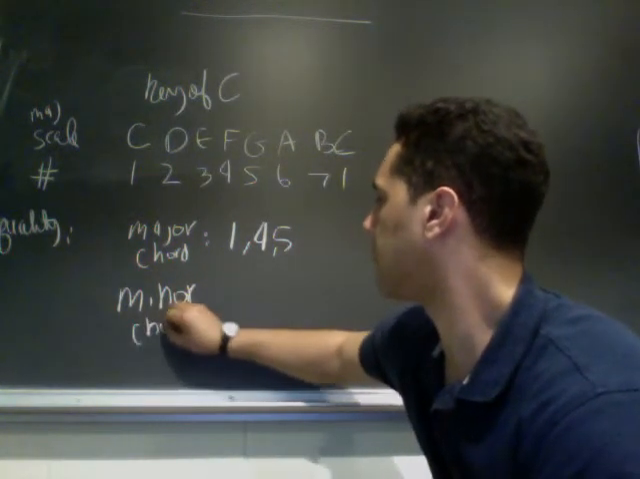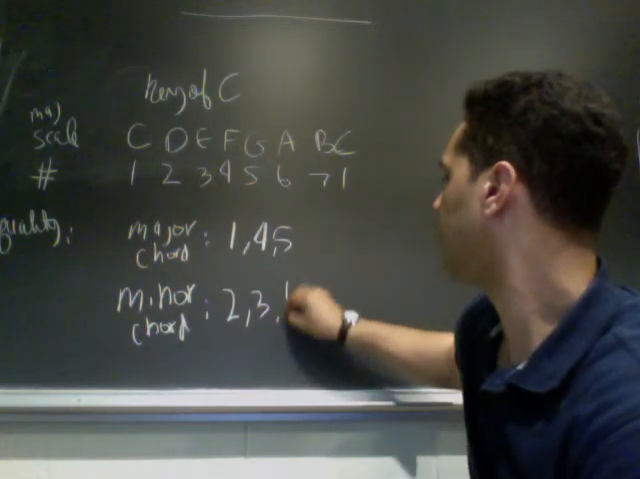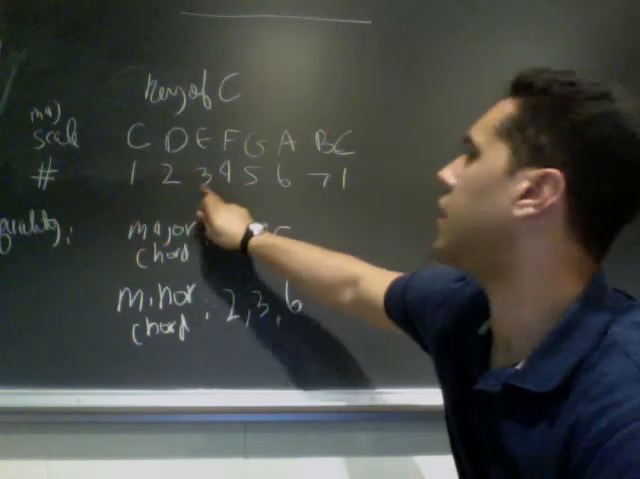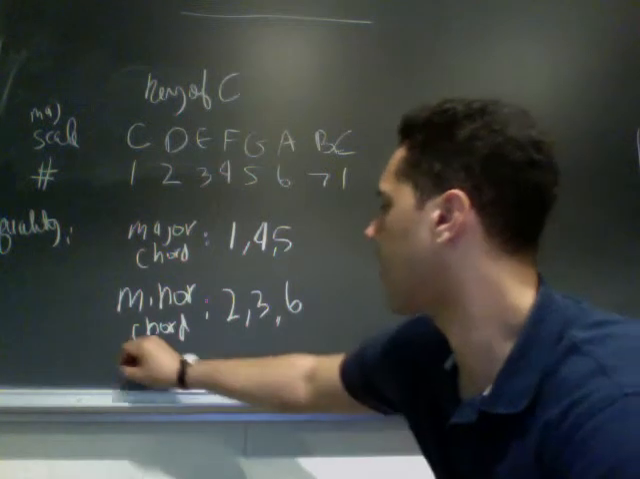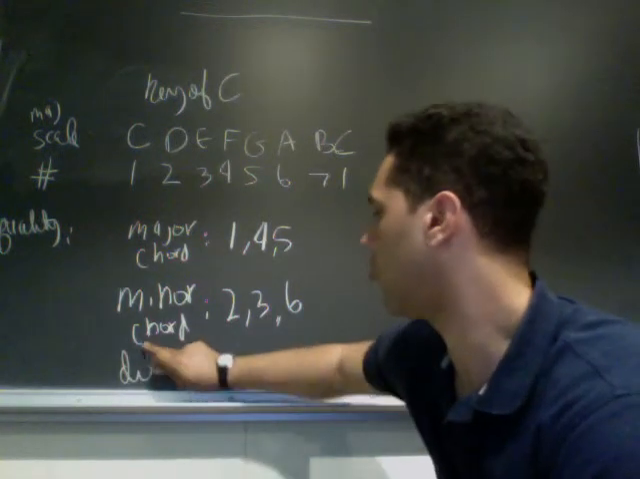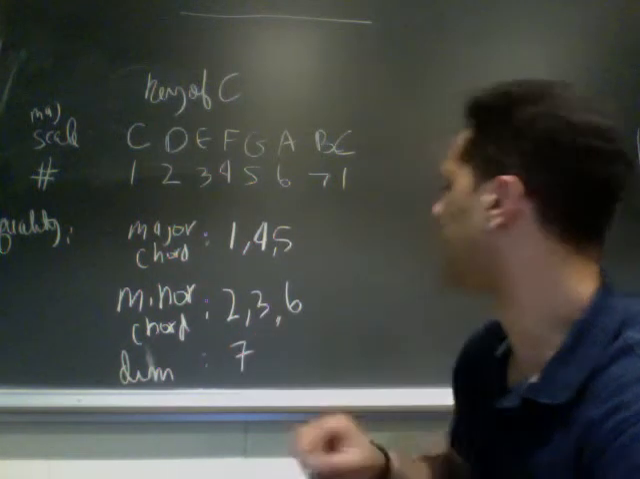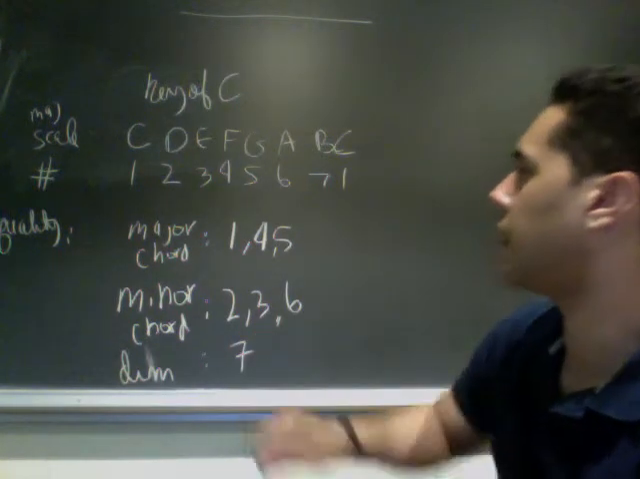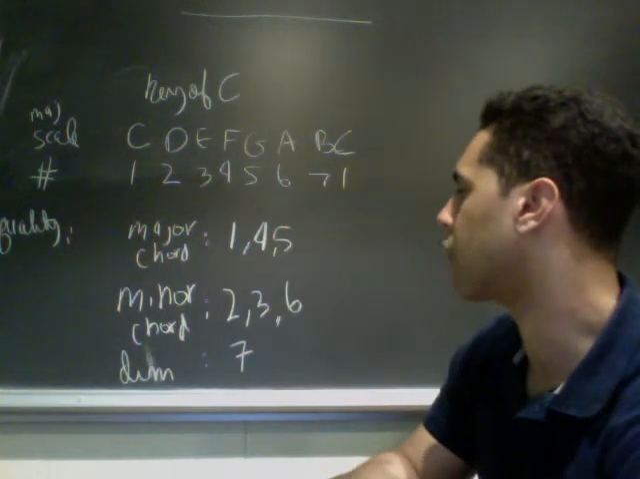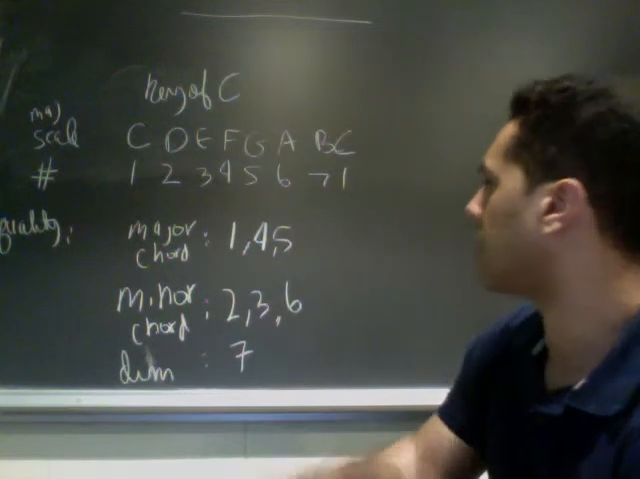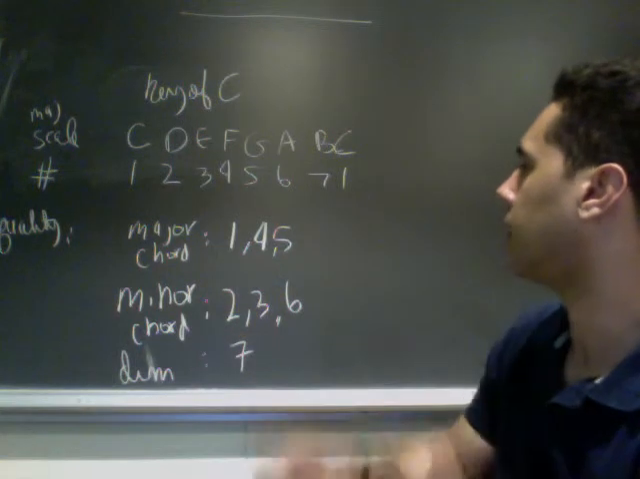Minor chords, 2, 3, and 6. So D minor, E minor, A minor. So fundamentally, those are the minor chords. And then, of course, at the end, 7 is diminished. So fundamentally, we talk about the chord qualities. We're talking major triads, minor triads, and then the diminished triad. So that's what we're thinking about. Fundamentally, we talk about the quality.